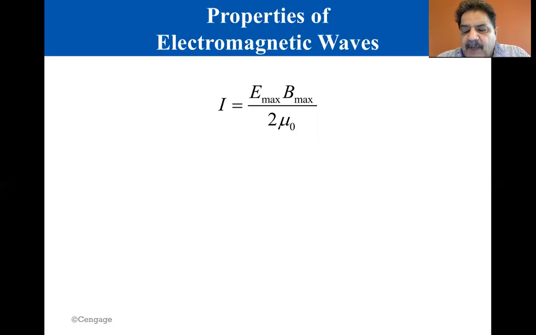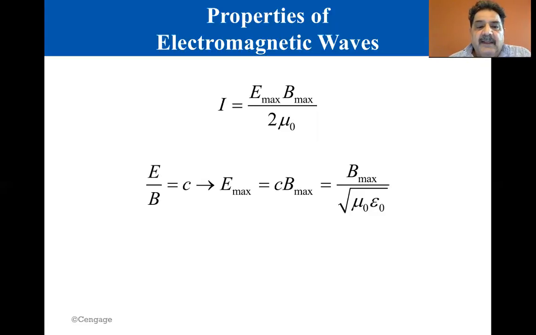From the relationship among E, B, and c, we can write this relationship. E over B equals c, so E max equals c times B max. That is B max, which is equal to E divided by the square root of mu sub 0 and epsilon sub 0.